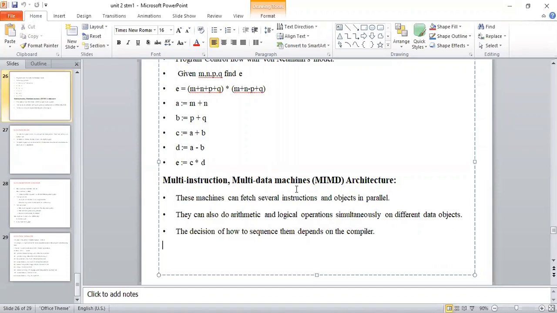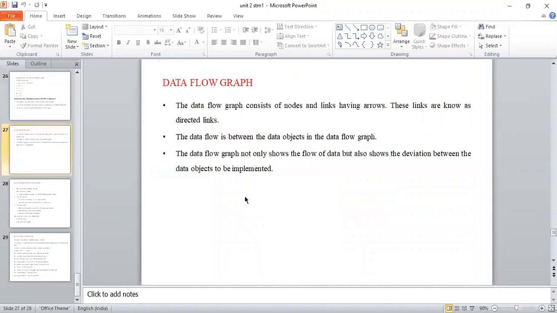The difference between von Neumann architecture and MIMD architecture: in von Neumann architecture, a single instruction will be executed, and after completion of one instruction, the second instruction will start interpreting, that is, the fetching or interpreting process will start. In multi-instruction, n number of data objects will be executed parallelly. So the responsibility of executing everything parallelly is done by the compiler. That is called MIMD. The next one is the data flow graph.